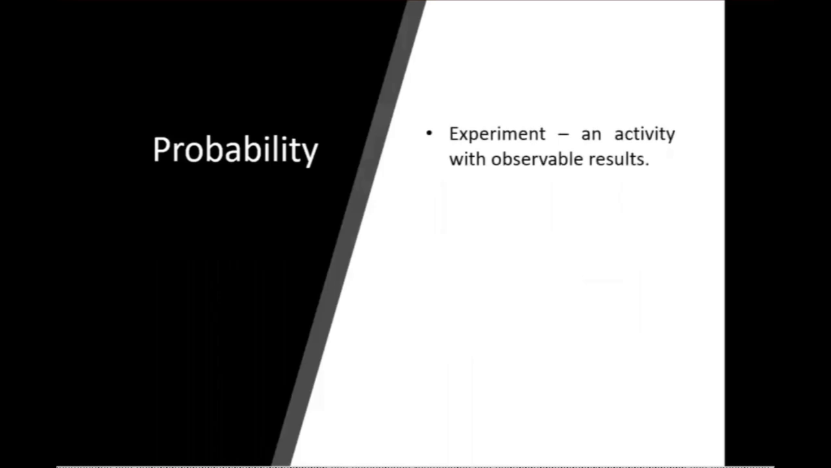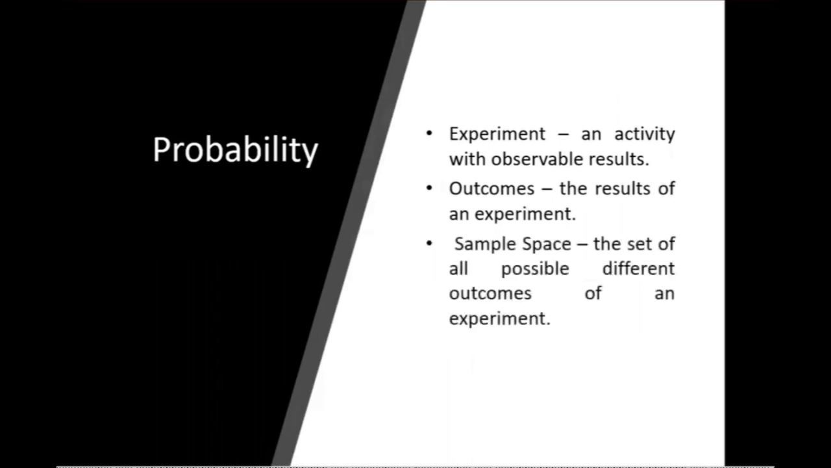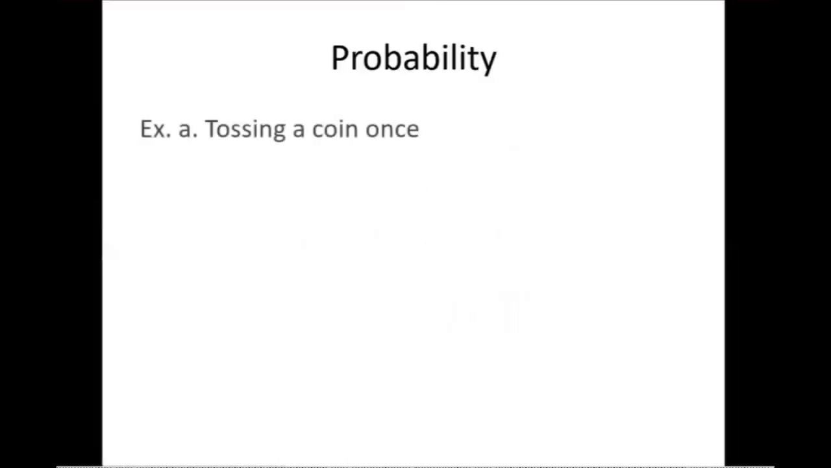For some terms on probability, we have the experiment, that's an activity with observable results. And the outcomes, the results of an experiment. Sample space, the set of all possible different outcomes of an experiment.